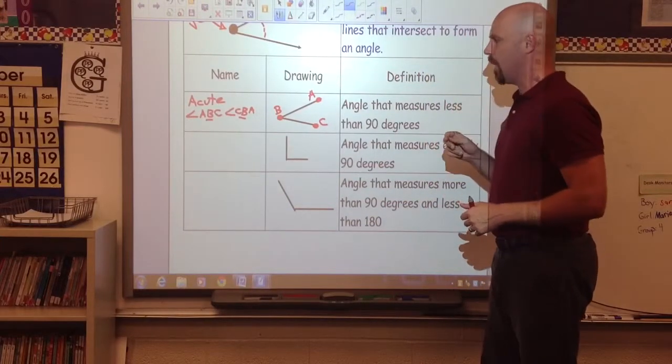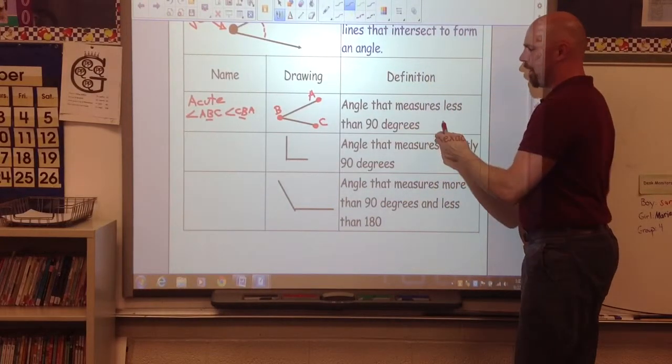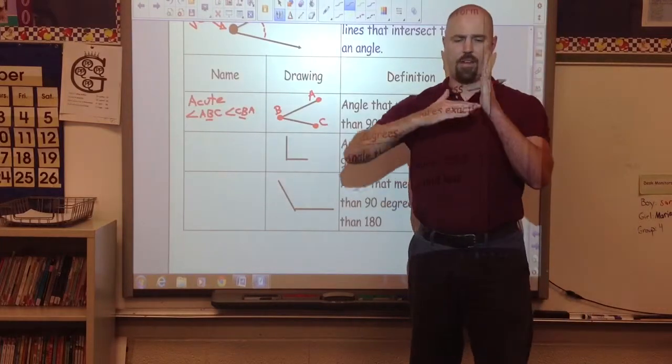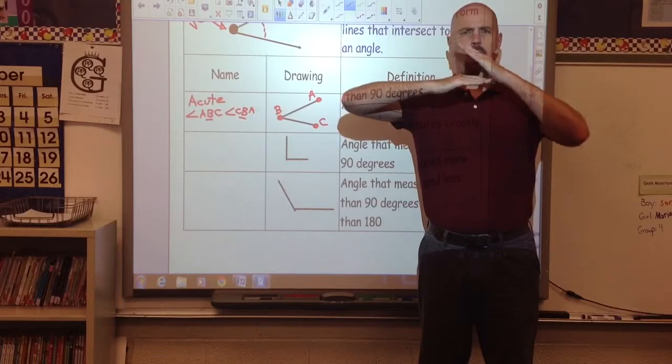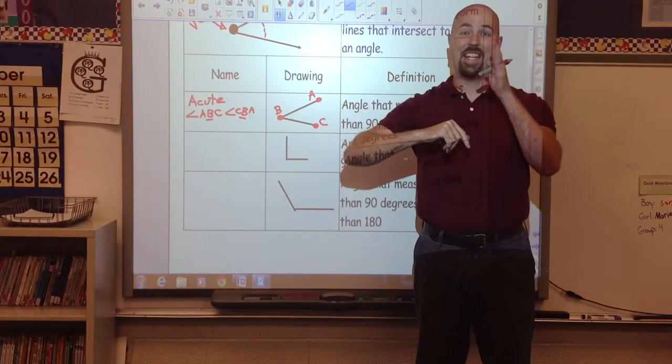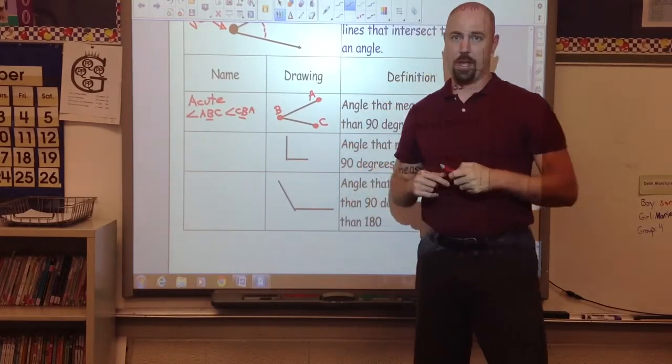So that's our acute angle. An acute angle is any angle that measures less than 90 degrees. So I could have an angle that's like this. I could have an angle that's like this. I could have one like this. Those are all acute angles. Anything less than 90, 89 degrees and below, you're an acute angle.